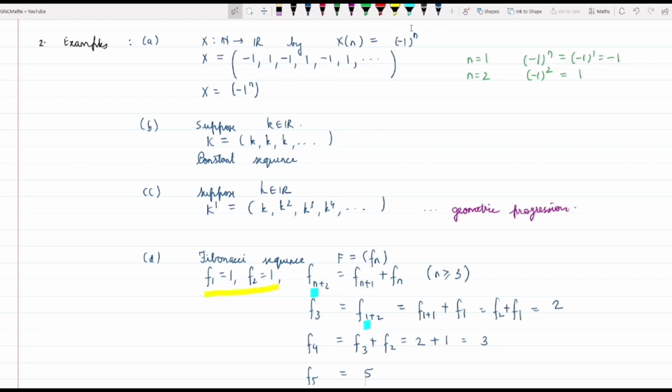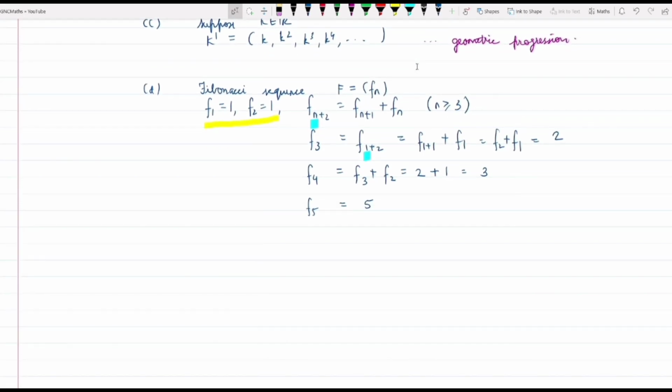Thus the Fibonacci sequence can be written as f is equal to, the first term is 1, the second term is 1, the third term is 2, which is the sum of the first and second term, the next term is 3, which is the sum of the previous two terms, then 5, then 8, 13, 21, 34, and so on and so forth.